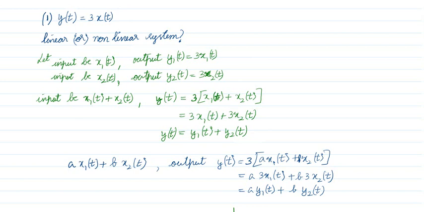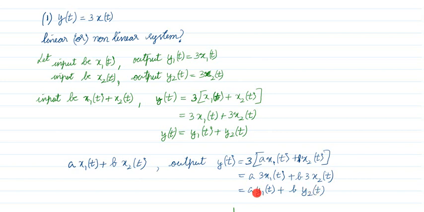Okay, next let's check whether we are satisfying homogeneity. What about homogeneity? A into x1 plus b into x2. See, the input is A into x1 plus b into x2, right? So what is the output? Output is equal to 3 times the input. So this is the input, right? So 3 times the input, multiplying 3 inside. So 3x1 is nothing but y1, 3x2 is nothing but y2.